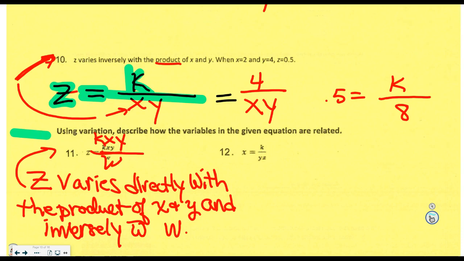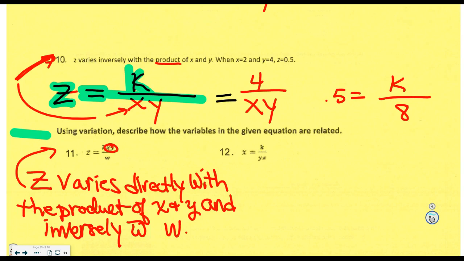You try number 12. What's the first thing you're going to write? X, and then what word are you going to use? Varies, and then you're going to decide if you're multiplying or dividing. Dividing, so it varies directly or inversely? You said divide. Yeah, divide is inversely. Well, the last one was dividing and you put directly. No, because we multiplied by X and Y first. There's nothing multiplying up here.